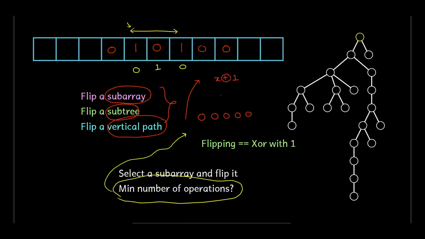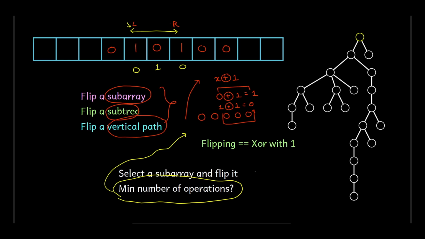Why is this true? It's very easy to see, because 0 XOR 1 is equal to 1. So you see that 0 got flipped, and 1 XOR 1 equals 0. It means 1 got flipped. So you can reword the problem and say that in one operation, you can select any subarray that goes from L to R and you can XOR all the elements with 1. Okay, so far so good. But how does this transformation help us?